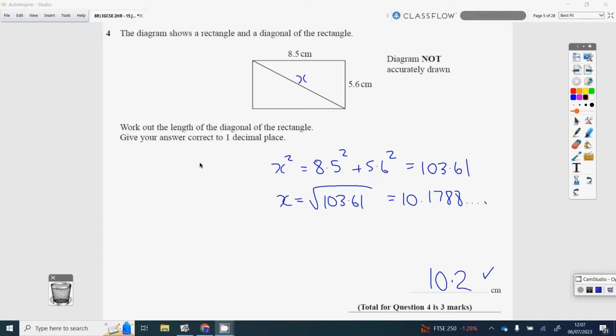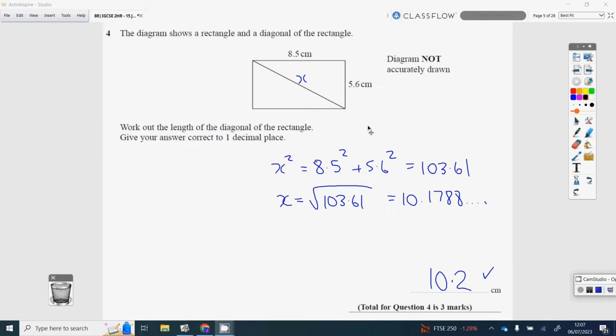Question 4, we're just being asked to work out the length of the diagonal of the rectangle. So just really ignore this part of the rectangle. We've got a right angle triangle here, where the smaller sides are 8.5 and 5.6, and we're trying to work out the length of the hypotenuse.